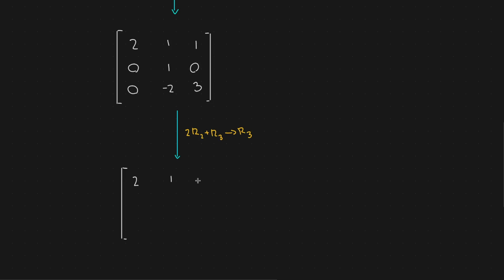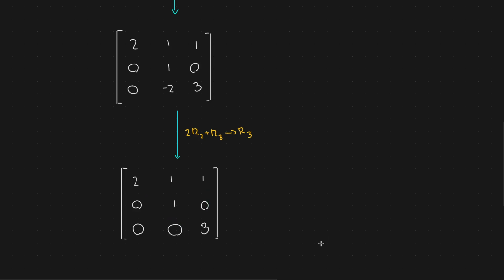So let's leave row 1 the same. Row 2 stays the same. Row 3 becomes 0. And then 2 plus -2 is 0. And then 0 plus 3 is 3. Okay? And at this point, we are in row echelon form, right? We've got that stair-step pattern. Our matrix is an upper triangular matrix, which means it's easy to find the determinant of.